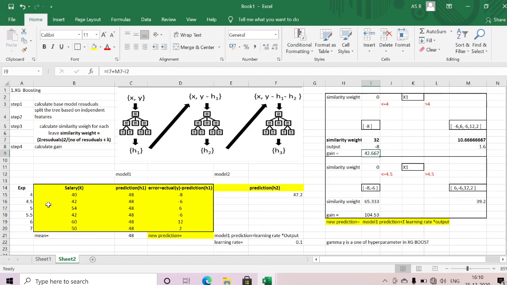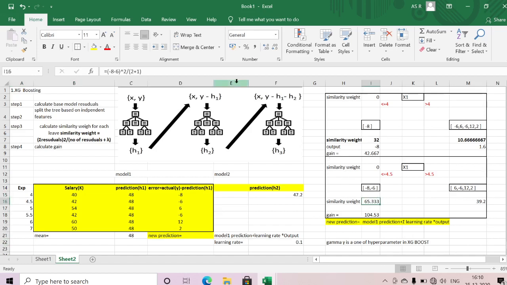In a similar way, we'll try to split using the second record. For example, I am considering this as my threshold, less than or equal to 4.5. These two records I am taking for the left split, and the remaining 4 records for the right split. Let us calculate again our similarity weight as well as our gain.